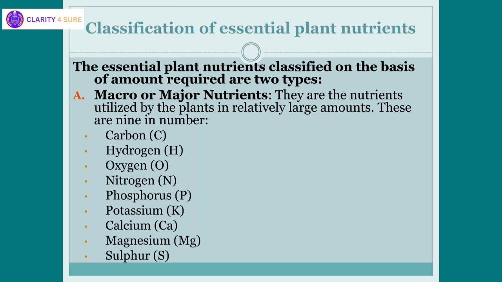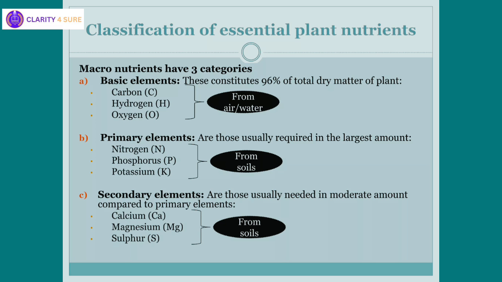The remaining 13 essential elements are classified as macronutrients and micronutrients, and the classification is based on their relative abundance in plants. Macronutrients are divided into three categories. Number 1, basic elements. Carbon, hydrogen, and oxygen are basic elements. Primary elements are nitrogen, phosphorus, and potassium. Secondary elements are calcium, magnesium, and sulfur.